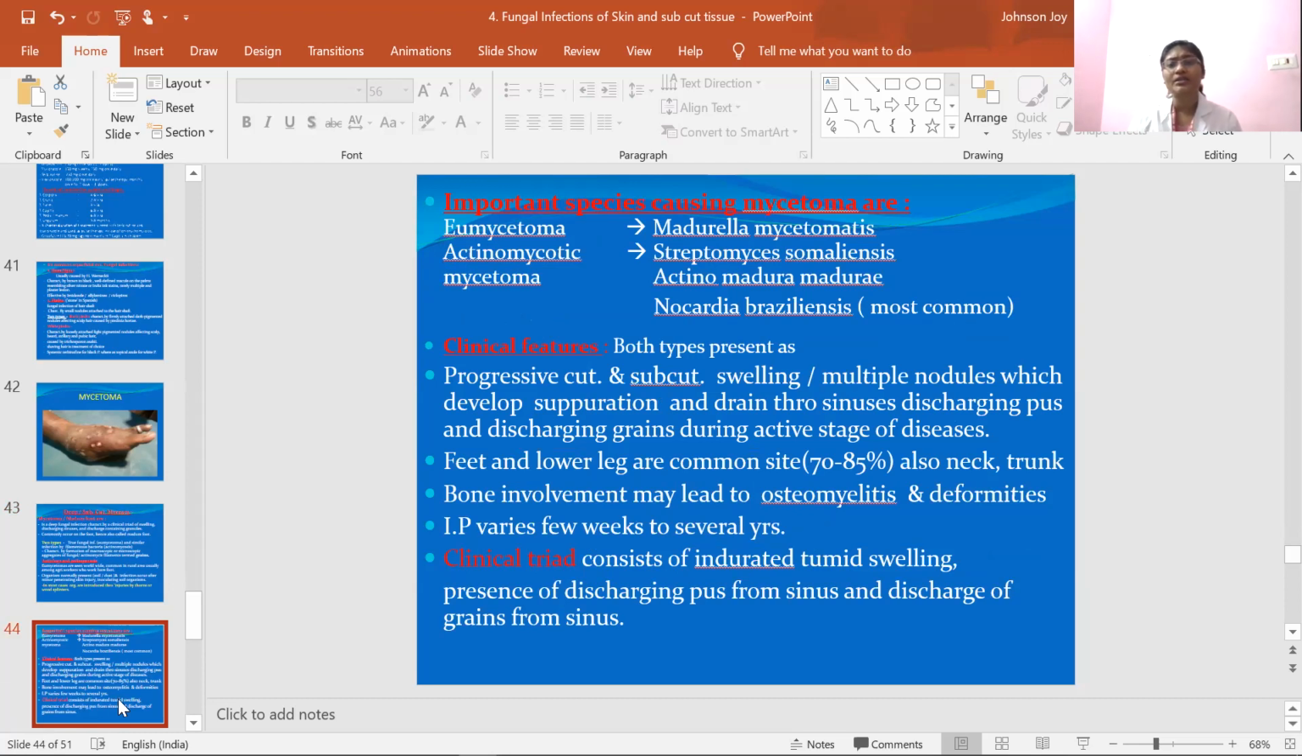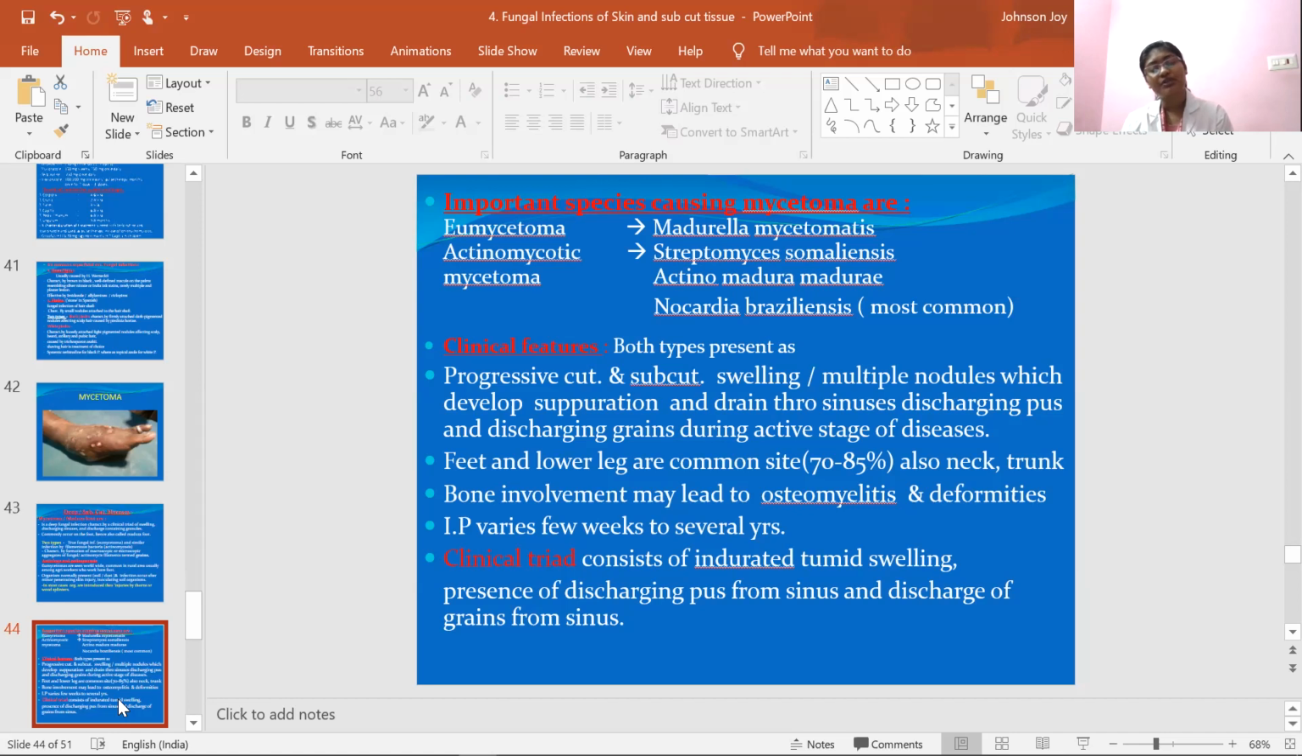Also, it is caused by Actinomadura madurae and Nocardia brasiliensis, which is the most common. So eumycetoma is caused by Madurella mycetomatis, and actinomycetoma is caused by Streptomyces somaliensis, Nocardia brasiliensis, and Actinomadura madurae. Clinical features: both types present as progressive cutaneous and subcutaneous swelling with multiple nodules which develop suppuration and drain into sinuses, discharging pus and discharging grains during the active stage of the disease.